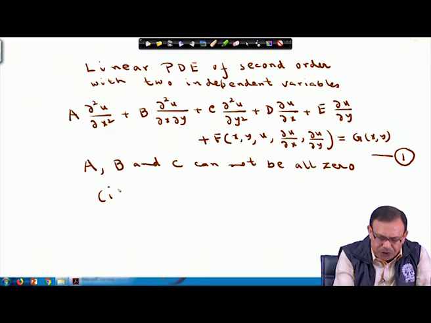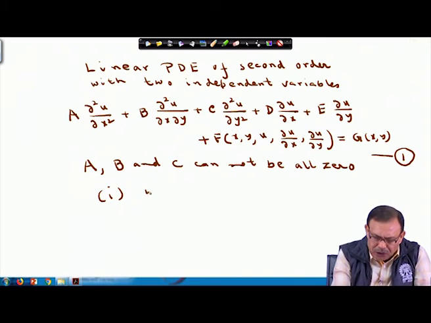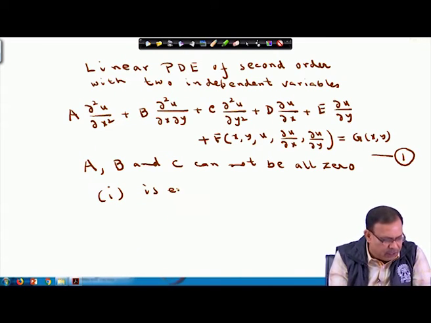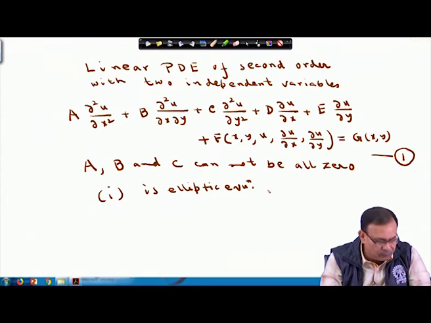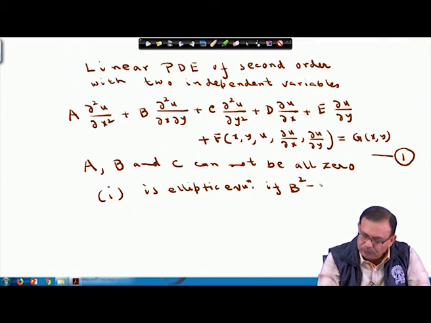Number one, we say that this equation is called an elliptic equation if b² minus 4ac is less than 0.